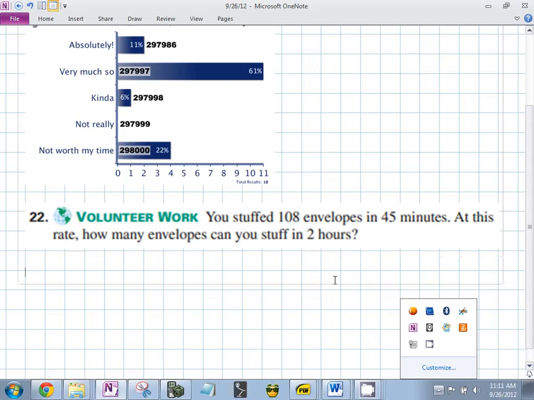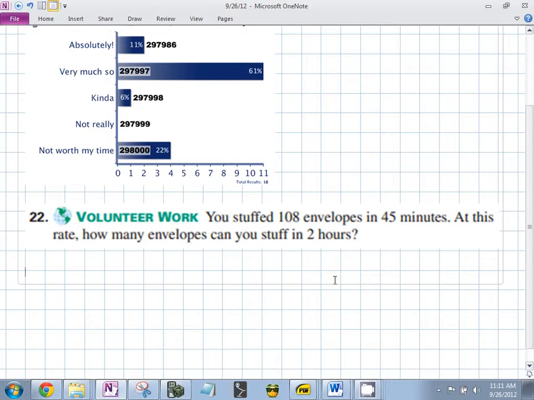You stuffed 108 envelopes in 45 minutes. At this rate, how many envelopes can you stuff in 2 hours? What? I don't want answers, they mean nothing. No, we're going to tell you how to do it. Oh, you're just getting right to the real question. I like that. Okay. Give me one word for description of how you're gonna do this.